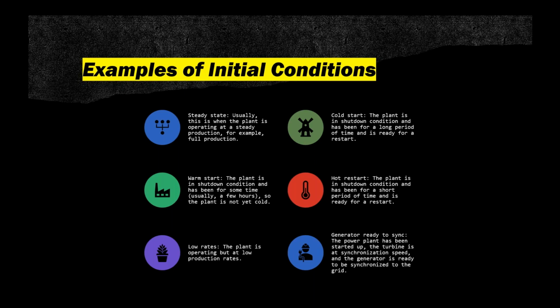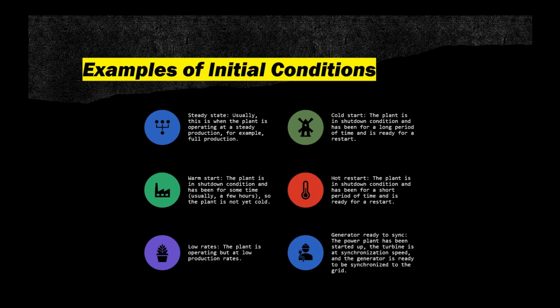And then warm start. So warm start is basically if you shut down the machine for a few hours, and then you maintain the several parts, we have several temperature sensors, and then you know that the plant is not yet cold, and then you can turn on the warm start. So this is initial condition for the warm start. A hot restart. Hot restart is when the plant trips, for example, or the ship trips, it shuts down, and then you need to do a hot restart. Hot restart means that it's still hot, and then rest for a short period of time, and then ready for restart.